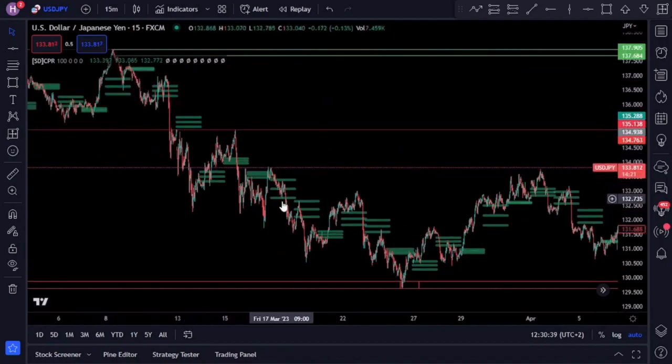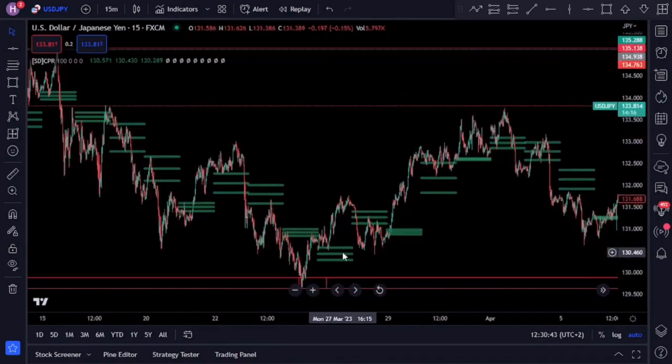One of the key aspects of the CPR indicator that's often overlooked is the width of the bands.